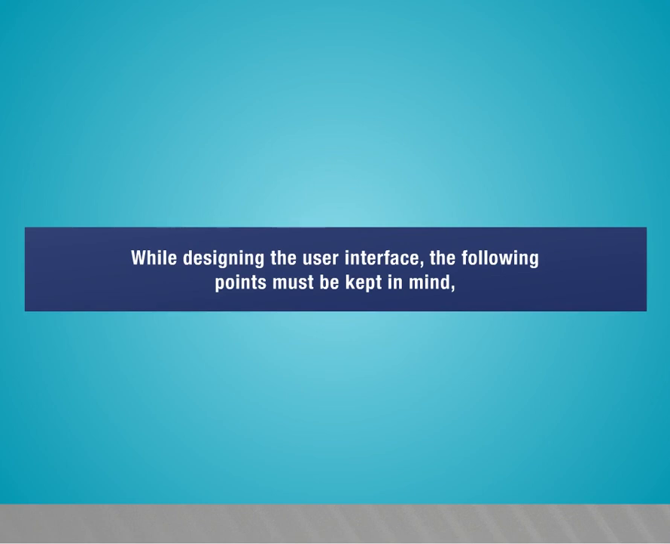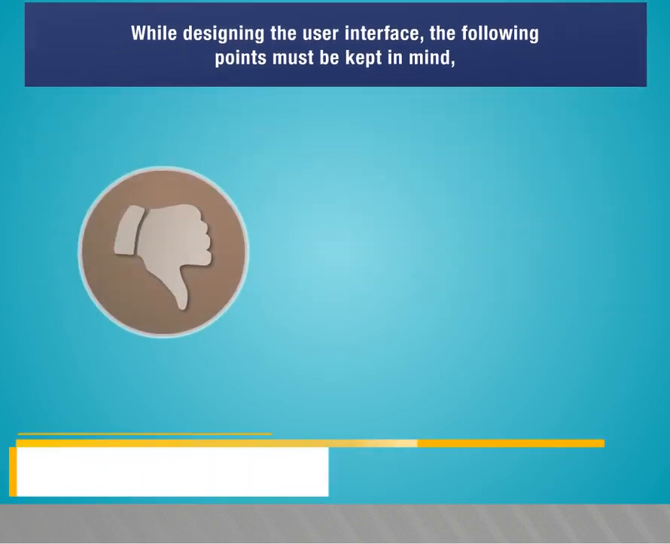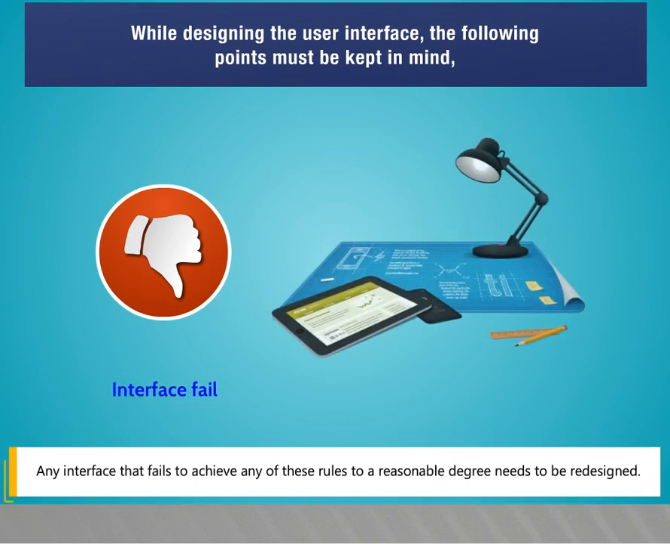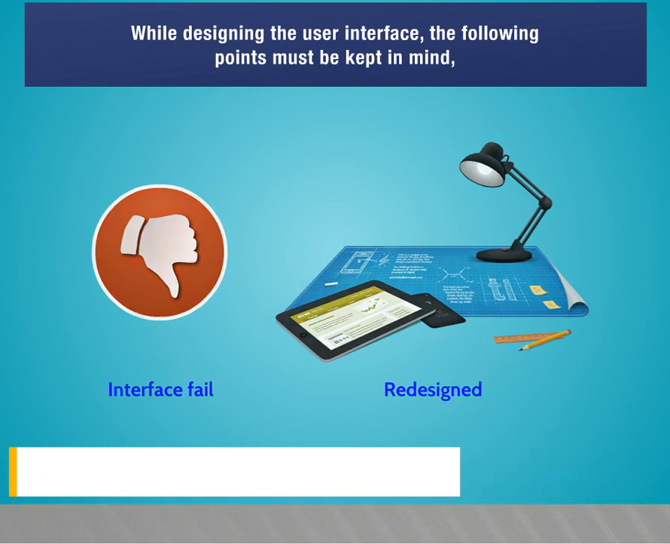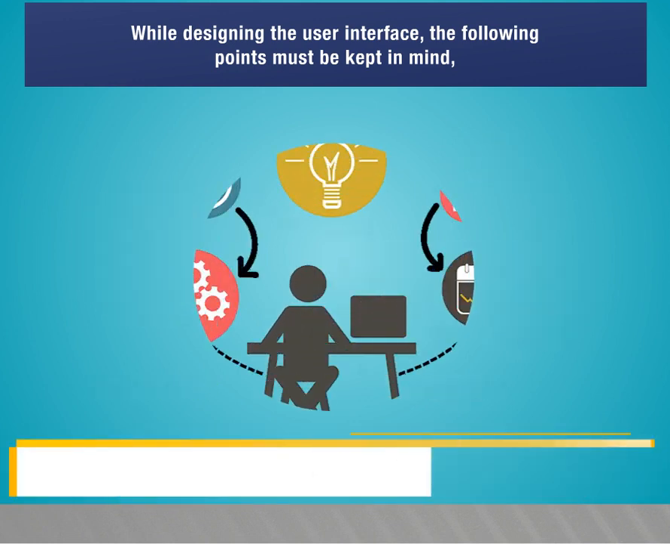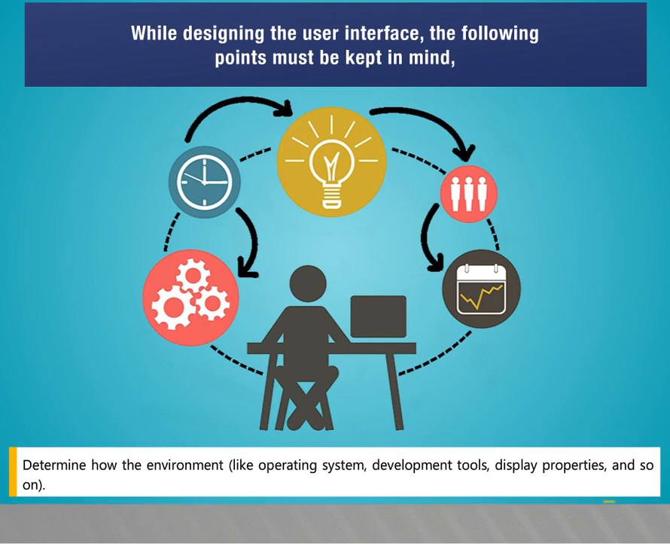While designing the user interface, the following points must be kept in mind. Any interface that fails to achieve any of these rules to a reasonable degree needs to be redesigned. Determine how the environment, like operating system, development tools, display properties, and so on.